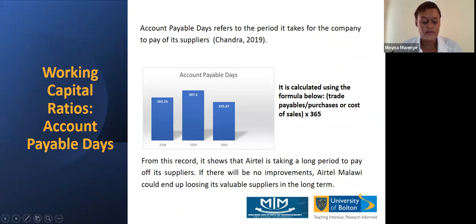The other one we are focusing on is account payable days. This refers to the period it takes for the company to pay off its suppliers. The formula is trade payables divided by purchases or cost of sales, multiplied by the number of days as well. As you can see from the record, in 2018 it recorded, I think, 264 days. In 2019 it rose to 307. And then it went further down to 235 days.